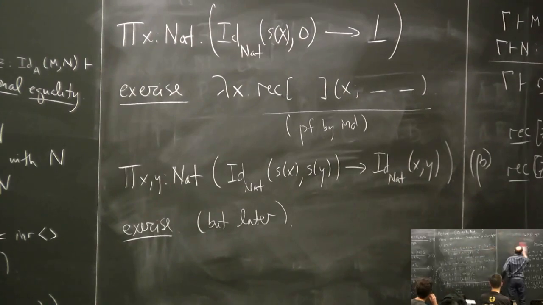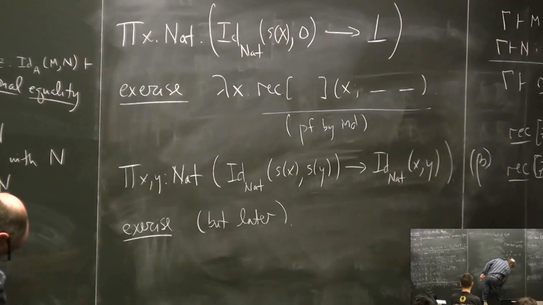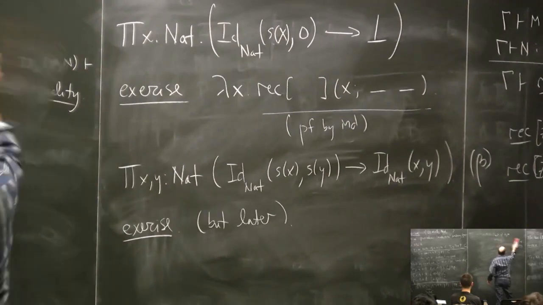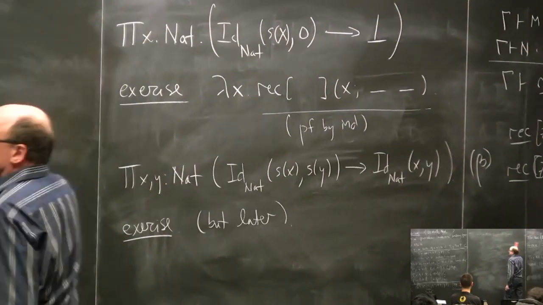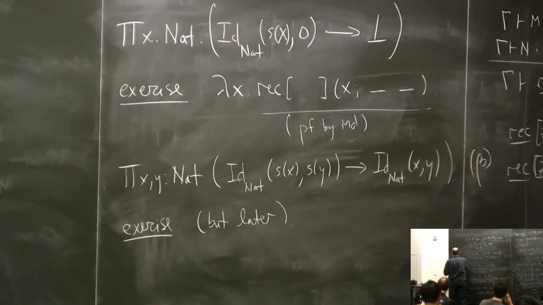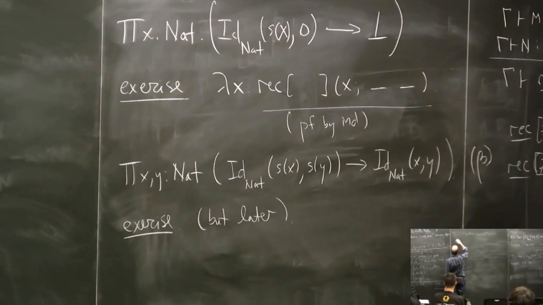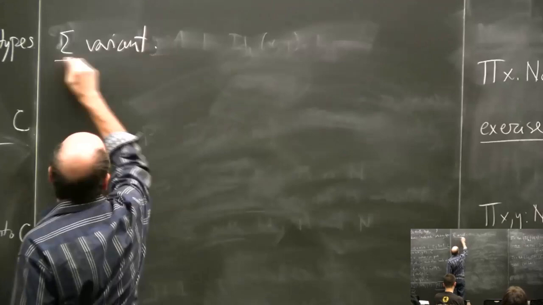And in fact, it's related to the next topic that I want to mention, which is the other form of product type. So let's do another example, which is the sigma variant. And this is actually the one that's in the book.